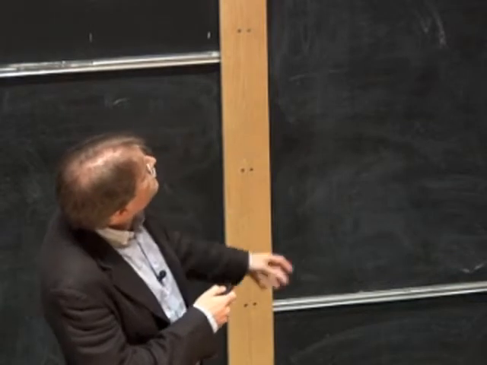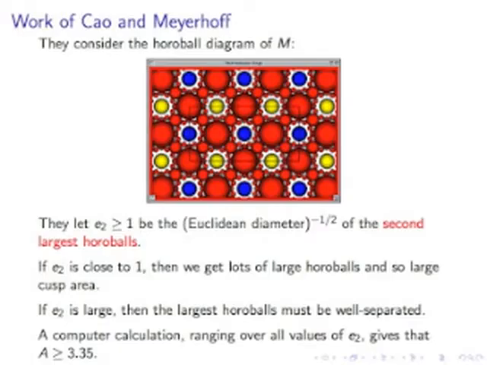So what did they do? So there's this work of Cao and Meyerhoff. How do they get their lower bound on area? This was the lower bound that was used 12 or so years ago. They looked at a certain number, E2, which is related to the size of the second largest horoball. And the point is that if E2 is close to 1, then the second largest horoball is basically the same size as the biggest horoball.